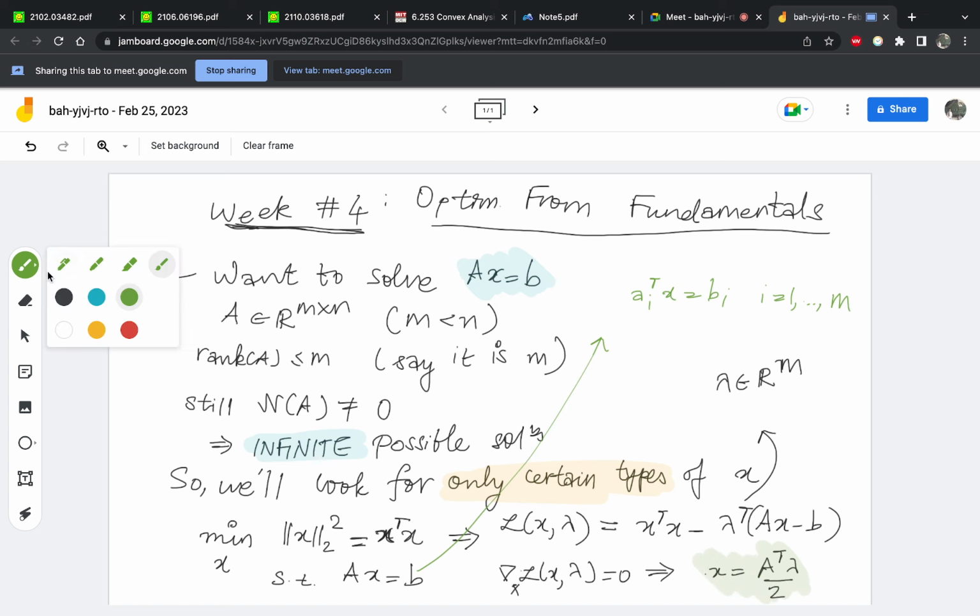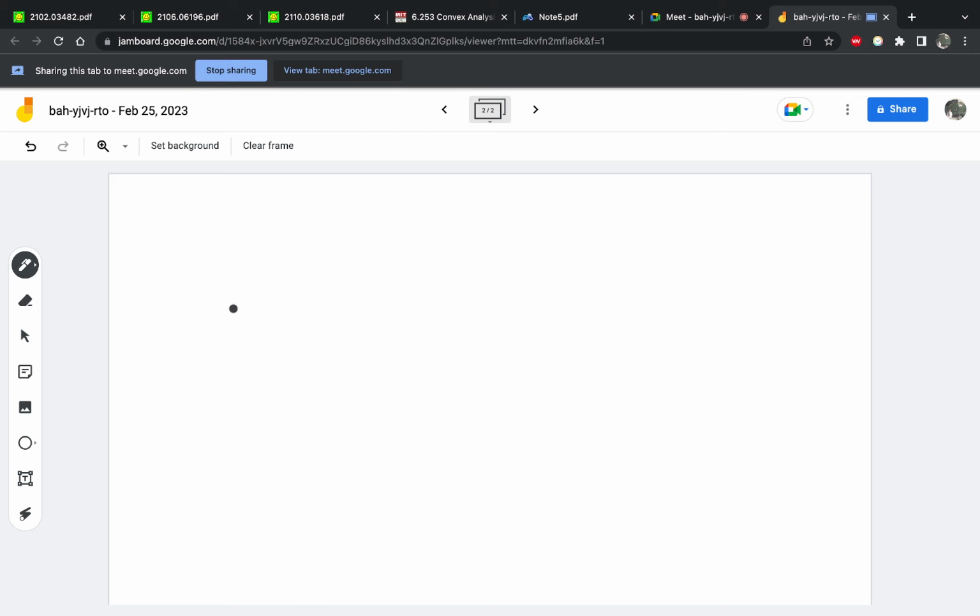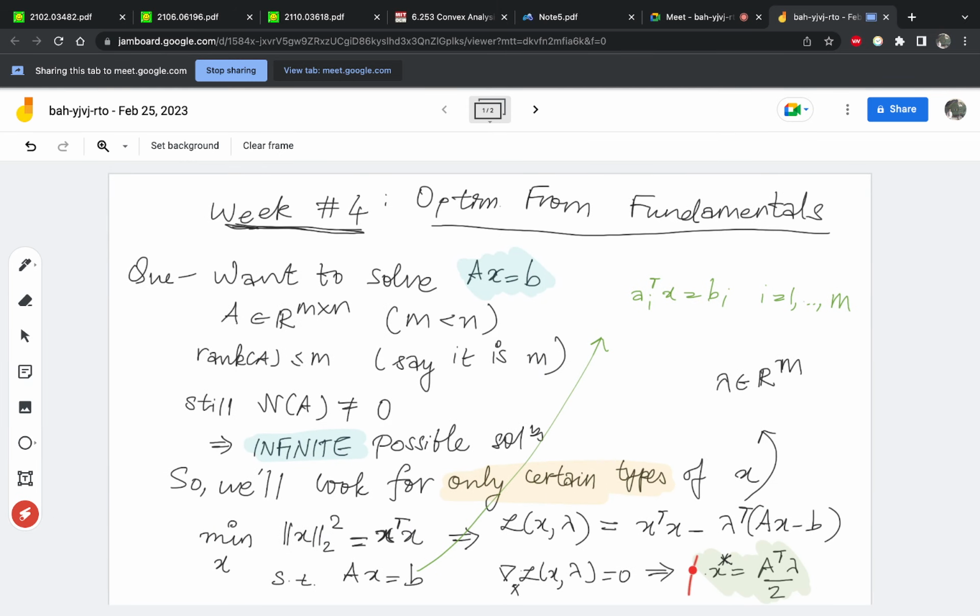So maybe let me write x star, because we are looking for an optimal solution. So this is our candidate optimal point. Also notice that I have to satisfy the constraint A x star equals b, because after all it has to solve the linear system of equations. So if I put this value that I got by solving this gradient of the Lagrangian equals 0, if I solve that system of equations, I get x star in terms of this lambda.